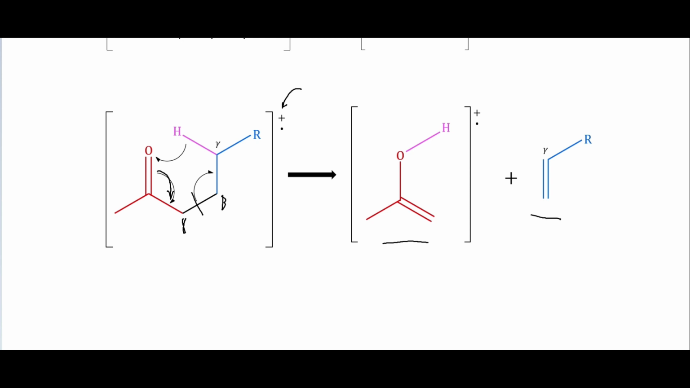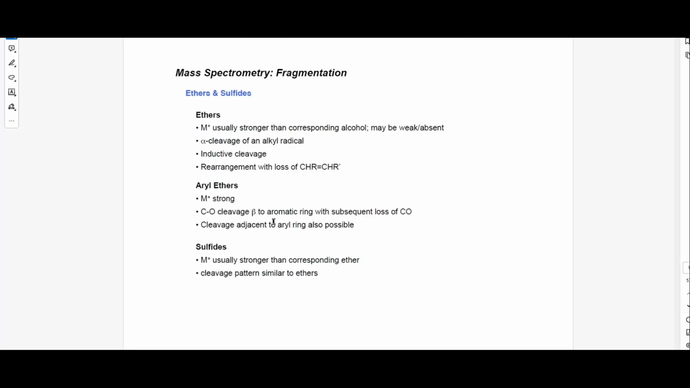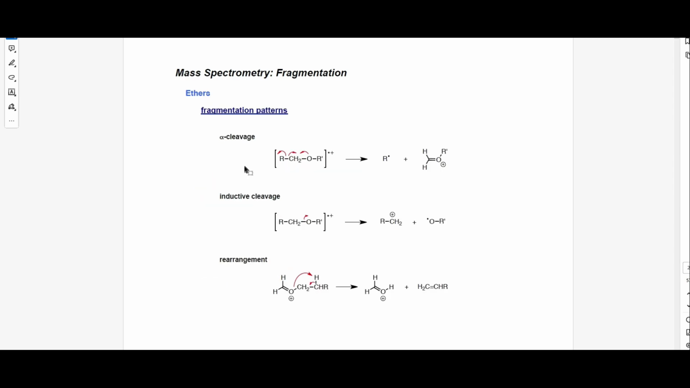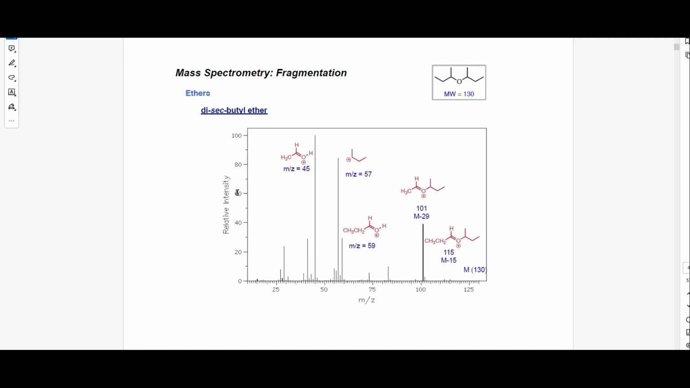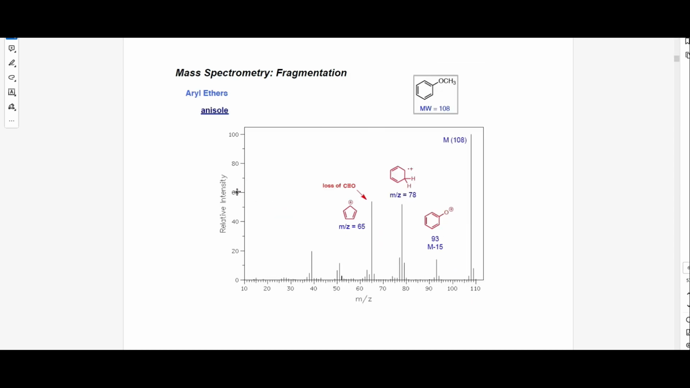One resource that I found online that's pretty good, and I will link to this in the description down below, is this right here. So I found this online, and this gives some fragmentations for things like ethers and esters and stuff like that. So it gives some very common fragments. So you can go through this. So we can look at our ethers. So we can get alpha cleavage. We can get this inductive cleavage. We can get this rearrangement. And so it gives some fragments for these.